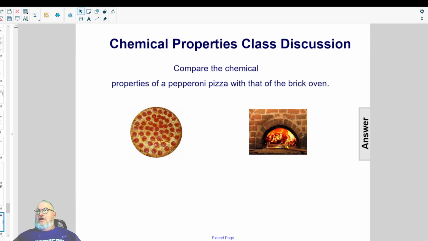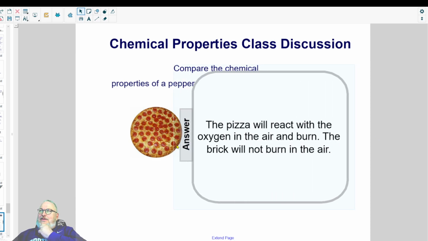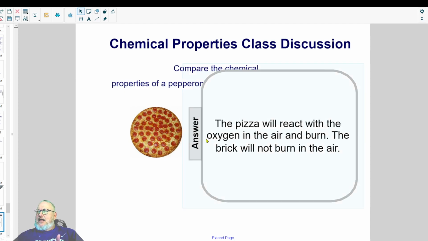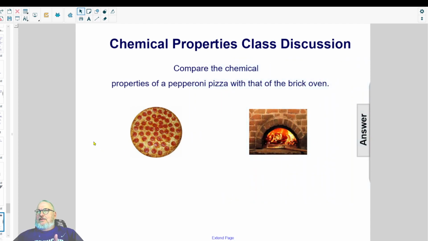So let's look at the pepperoni pizza and the brick oven. Now the pizza is going to react with oxygen and it's going to burn. The brick does not burn in the air, all right? But that pizza becomes delicious.